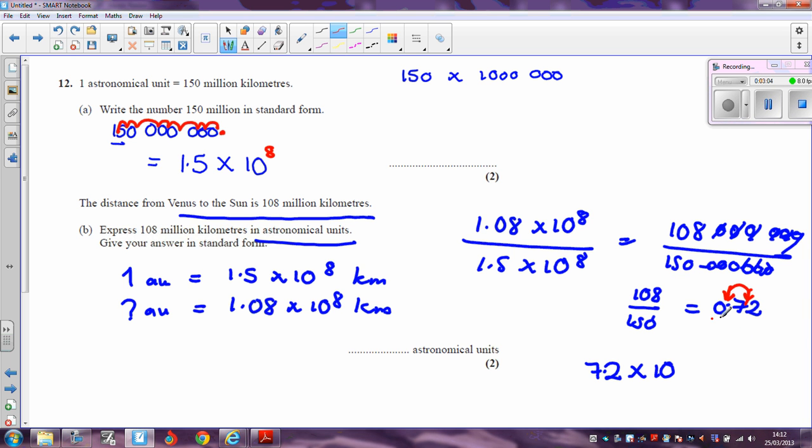Don't forget, though, if you're looking at a smaller number, a number which is less than 1, the power of 10 has to be negative. So in fact, you've got 7.2 times 10 to the minus 1. Now, why you do that, I don't know. It should just be 0.72 astronomical units. But in standard form, which is what they want, 7.2 times 10 to the minus 1.